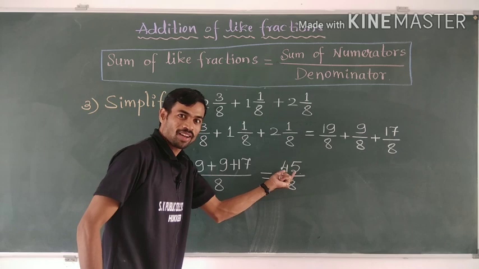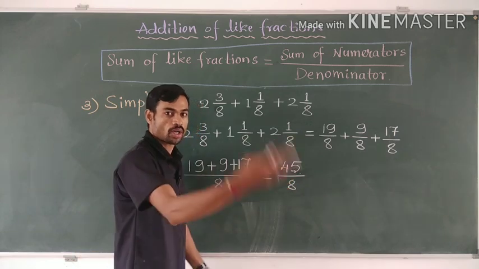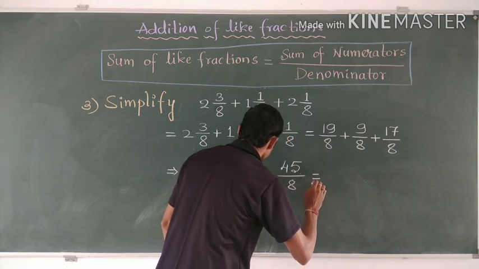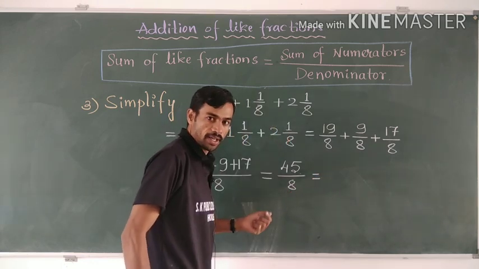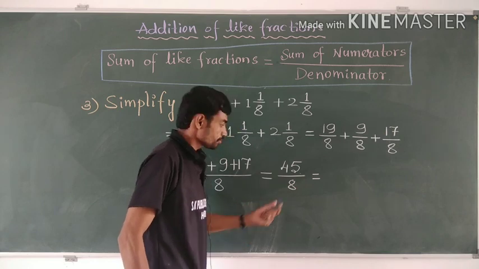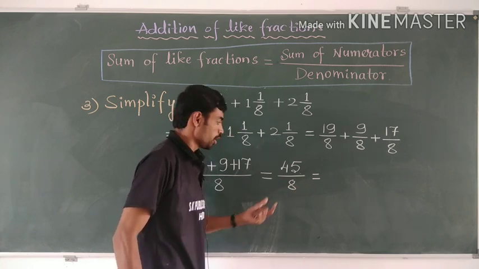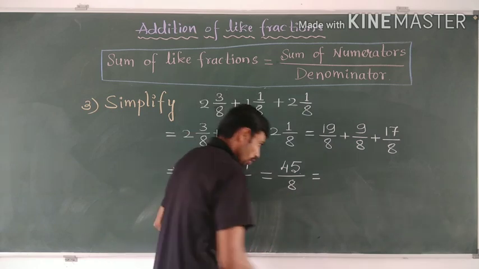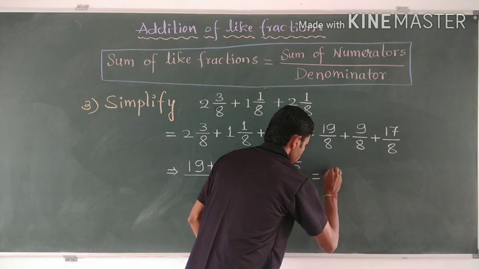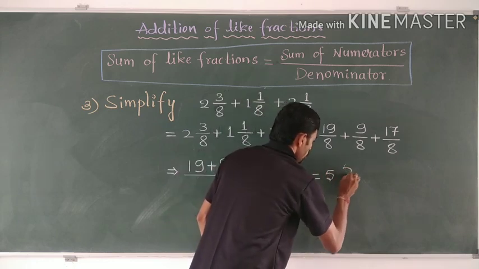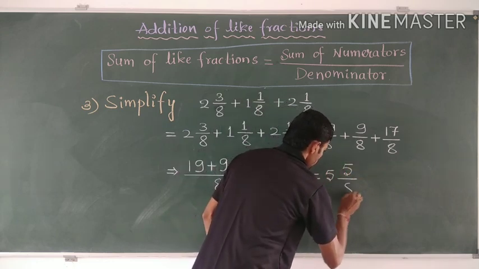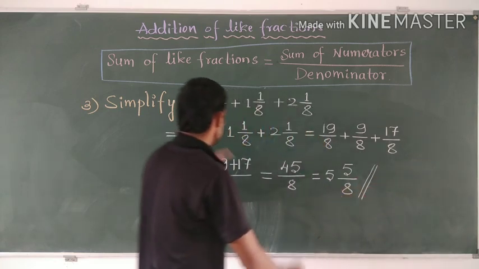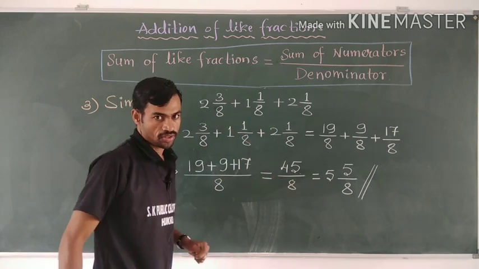This is also an improper fraction. Now we have to convert this to a mixed fraction. So 8 ones are 8. 8 twos are 16. 8 threes are 24. 8 fours are 32. 8 fives are 40. Remainder we obtain is 5 divided by 8. So this is the sum of all these fractions.